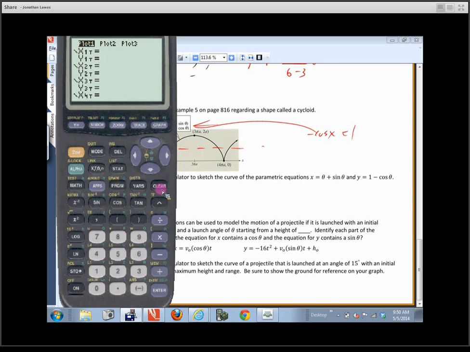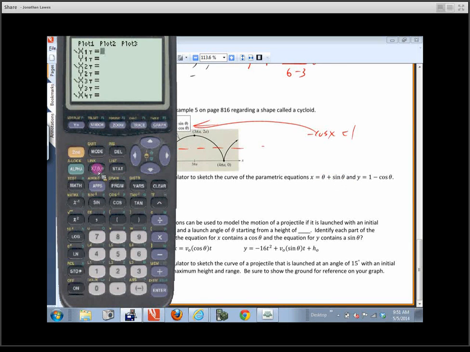So I'm going to clear this off. Okay. If you were with me last week, you probably have a stat plot on. So highlight the stat plot and turn it off. That'll screw things up. Okay. And notice for each one of these curves, we've got an equation for x and an equation for y in terms of t. So I'm going to type in theta plus sine theta.